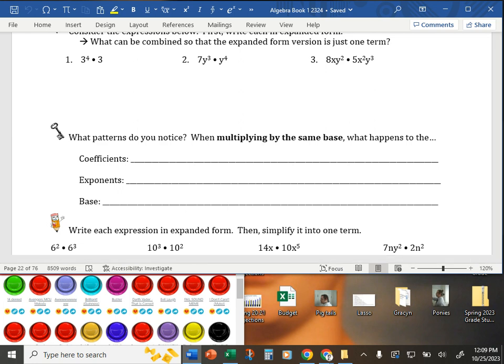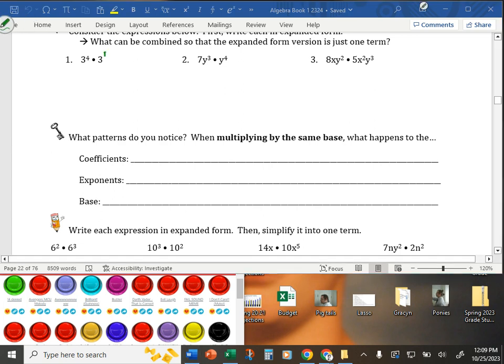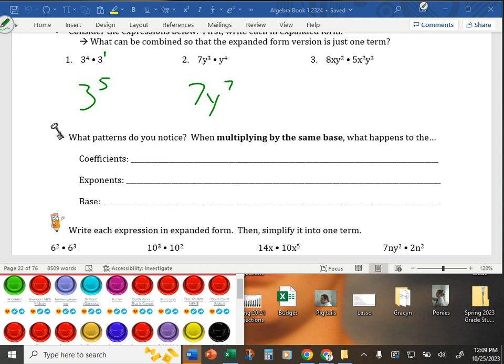Okay? So I want you to go back up to the top, and you should have these notes down here from yesterday. I'm going to remind you just a little bit what happened here. This is 3 to the 4th times 3 to the 1st. Even though it's not written, there's a power of 1 there. And our answer was 3 to the 5th. The second one, 7y cubed times y to the 4th. We kept the 7, and then our exponent was y to the 7th. In the last one, we multiplied 8 and 5 to get 40. X cubed y to the 5th.